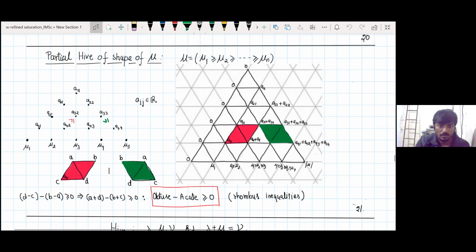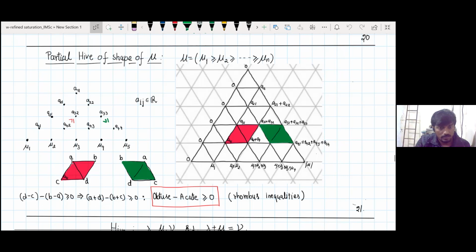Suppose this red rhombus is labeled with A, B, C, D. Then you see D minus C minus B minus A is bigger than or equal to 0. That's the meaning of this inequality, A42 bigger than A32. And if you unwind this, it will be A plus D minus B plus C. So what is this saying?